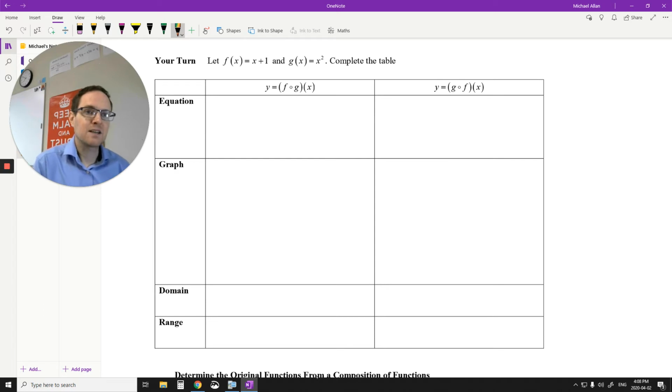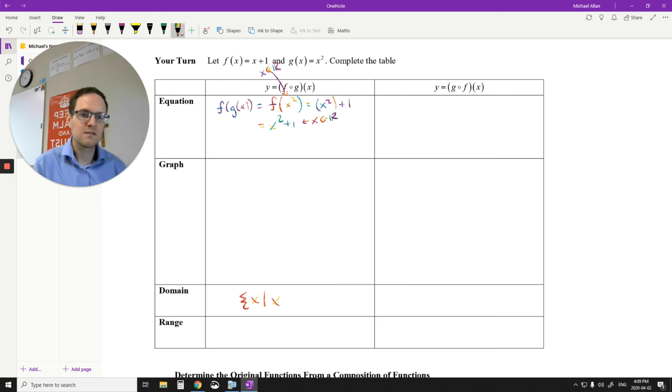Okay, so I'm going to put in this one here, I'm going to go f of g of x. That means I'm putting g into f. So I'm just going to replace g, first of all, with x squared. And then I'm going to replace all the x's in f with x squared, and then I'm going to plus 1. So this equation just turns out to be x squared plus 1. Now the domain of this before I started was all real x. The domain of this last graph is all real x. So my overall domain is all real x.